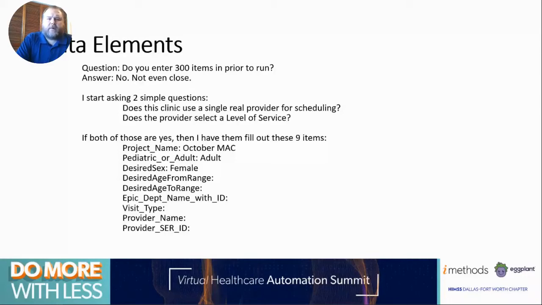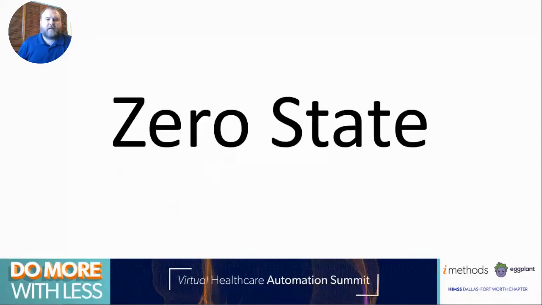Then I also have the Epic department name with the ID, the visit type, the provider that we're scheduling that with, along with their SER ID. Those are just really key data elements, and with those 9 simple items, I can get through the entire MAC process.